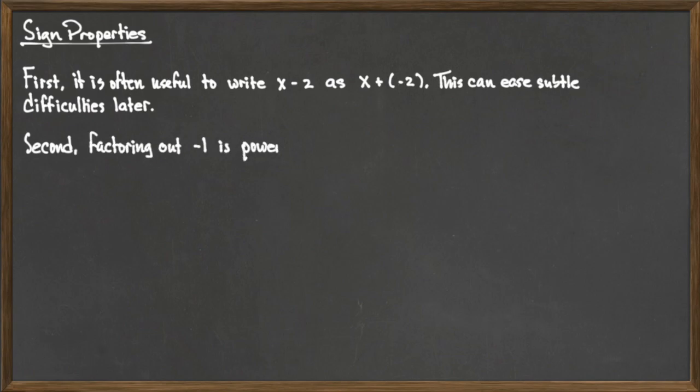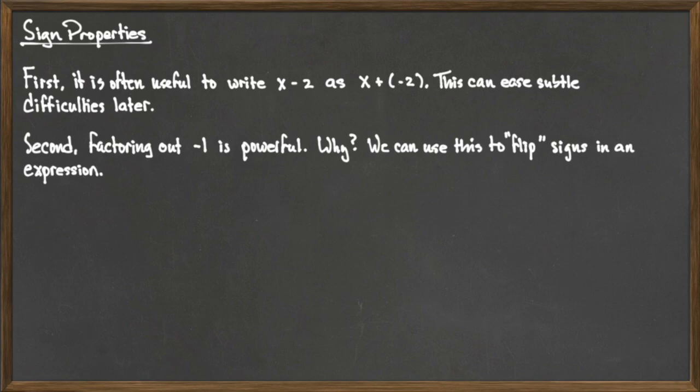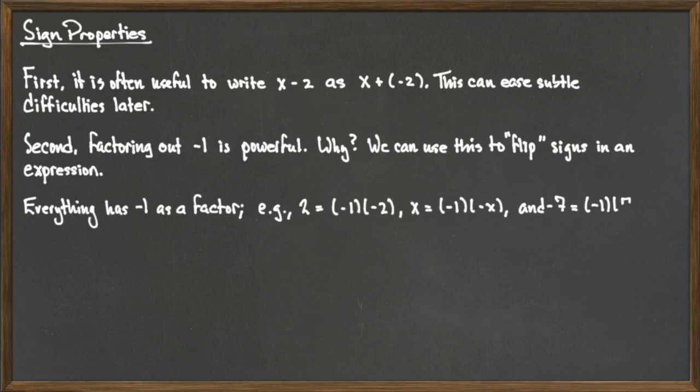Next, we're going to talk about the strategy of factoring out a negative 1. This can be a very powerful tool because we can use it to flip the sign of everything in an expression. If you think about it, everything has negative 1 as a factor. 2 can be written as negative 1 times negative 2, x can be written as negative 1 times negative x, and negative 7 can be written as negative 1 times positive 7.